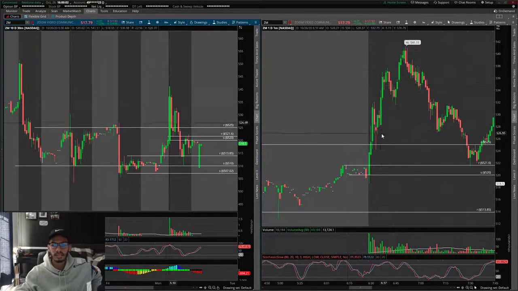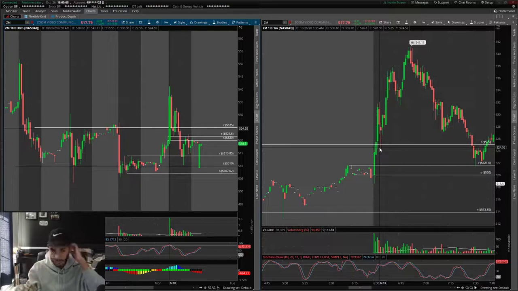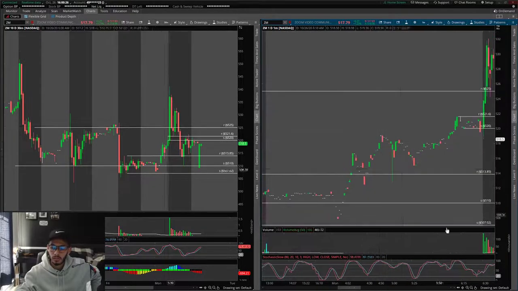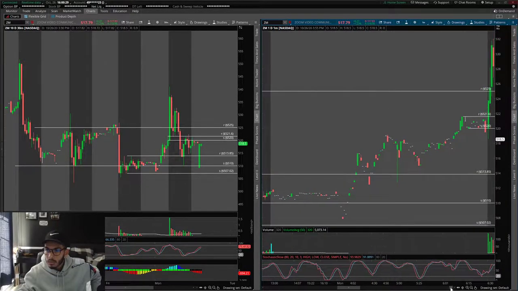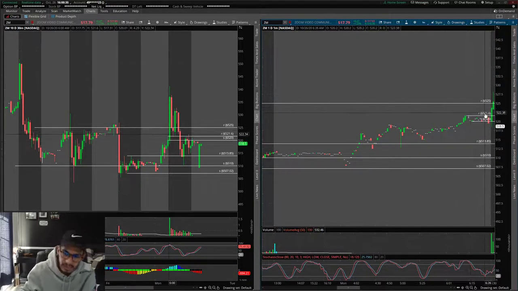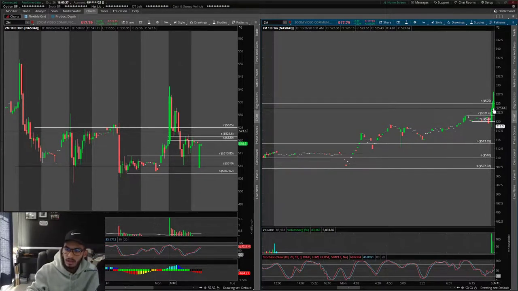So for example, let's take the Zoom play. If Zoom wanted to fake me out this morning at this 525 level, so let's say I'm waiting for a break of this 525 level, right? So Zoom has its green opening bar. So we see this bar here. Just imagine we're 1 minute into opening, and we see this.